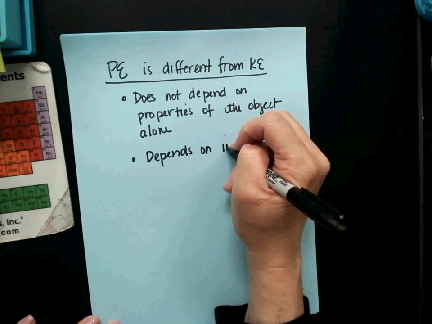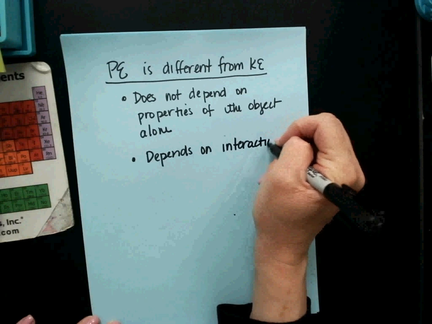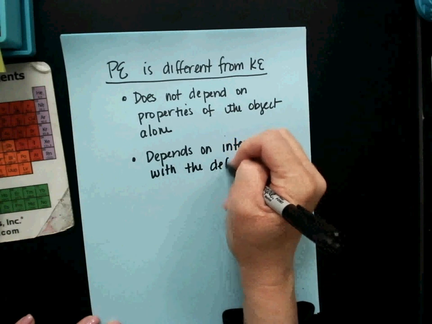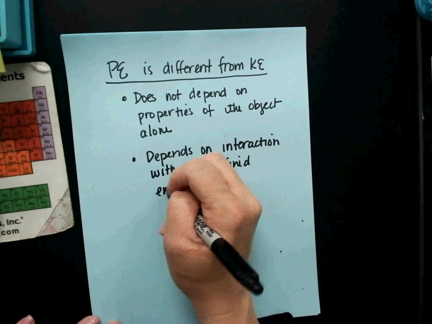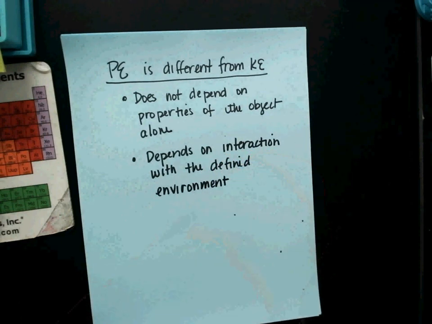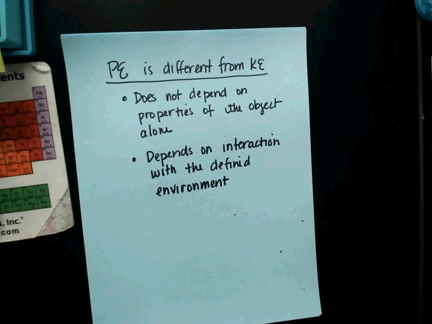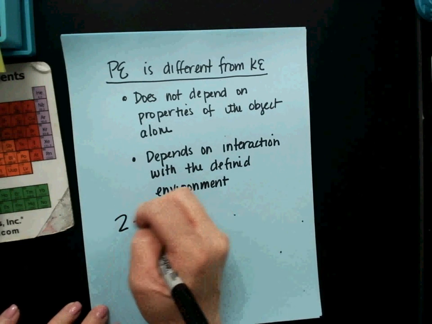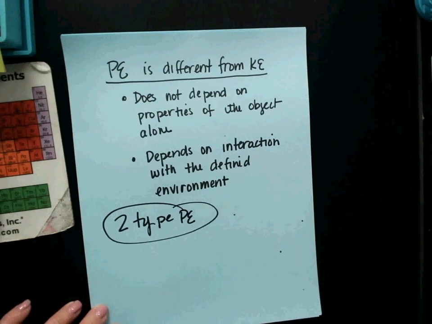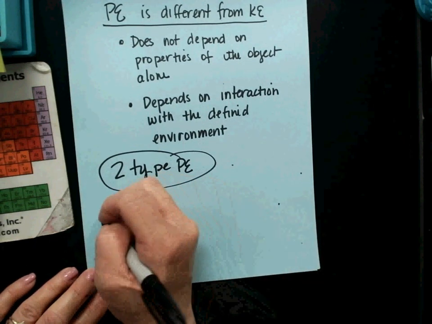It also depends on interaction with the defined environment. So there's something outside of that object itself that we have to pay attention to. That's what it's saying. There are two types of PE. We're only going to learn one today.